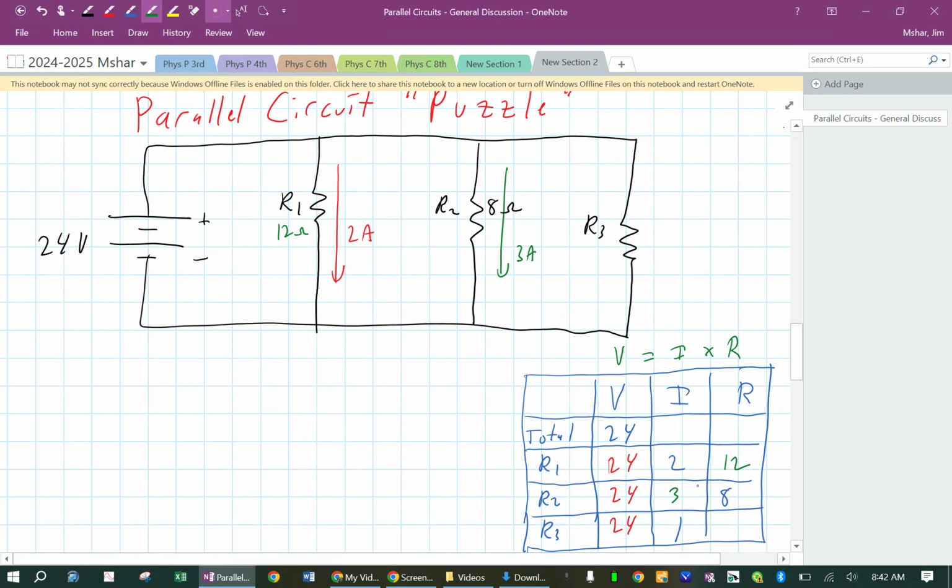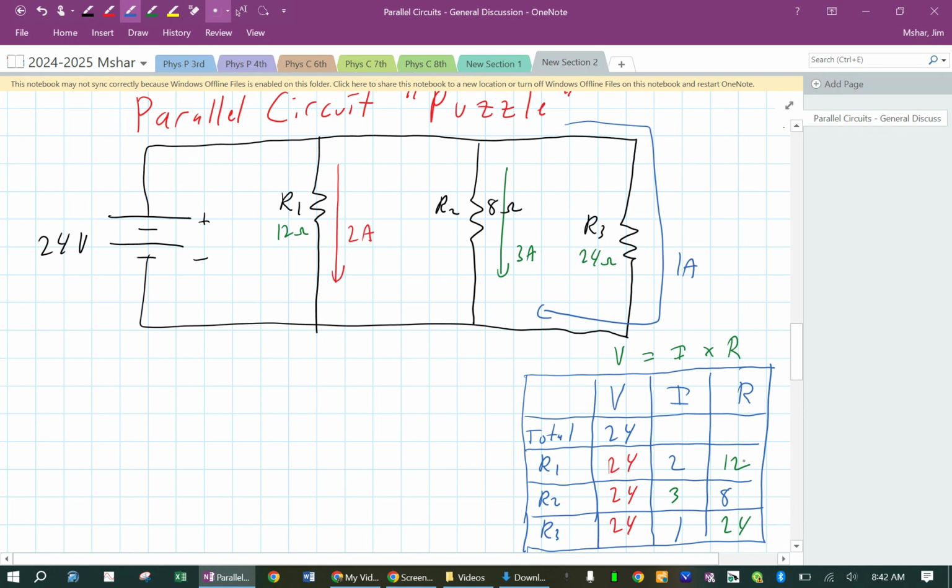Finally, for R3, 24 equals 1 times what? Well, that's 24. So that resistance is 24 ohms. Okay. Oh, and we already know that current that was given. This current way over here is 1 amp. Okay. Now, looking at the top row, there's a couple ways you can get the values for the top row.